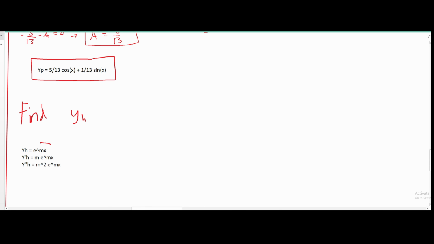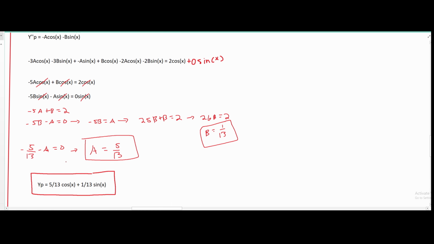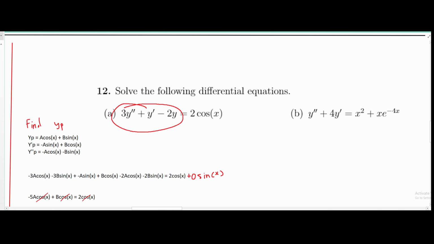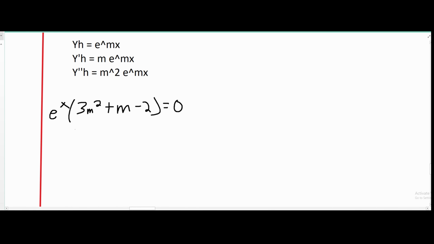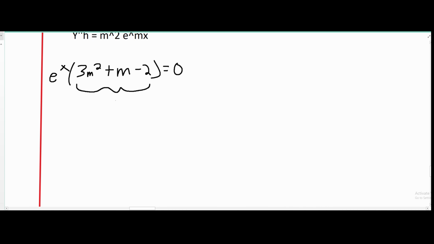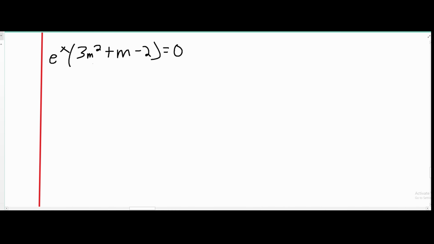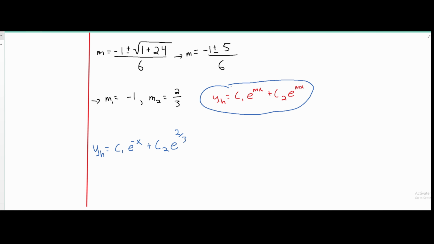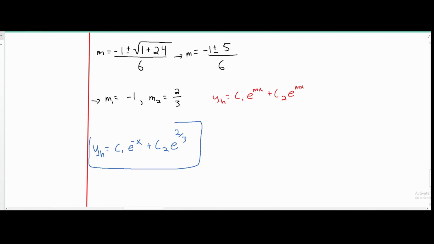To find yh, we need to use yh is equal to e^(mx), and then take the derivative of that, take the derivative of that, and substitute these y values into this part of the equation. Once we plug everything in, this is what we get. We have to find m so that it does not equal 0, and to do that here, we can use the quadratic equation. Once we plug our m's into this equation, we get this value right here.